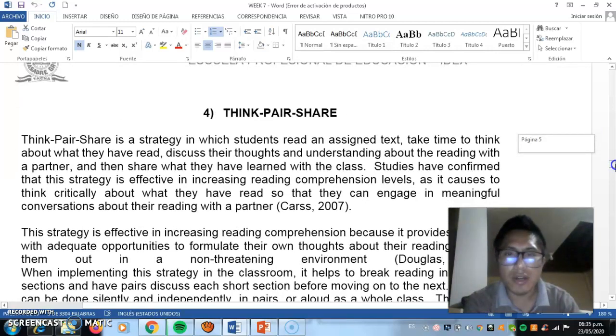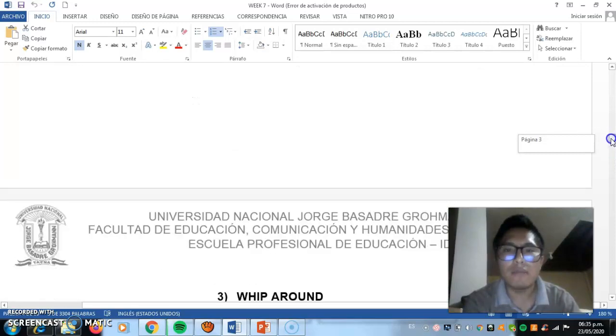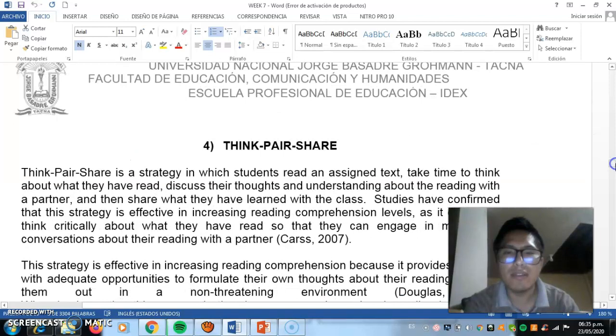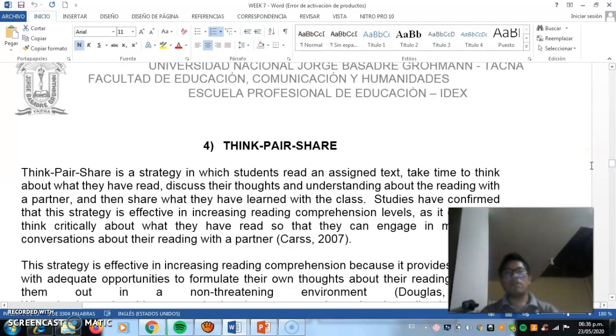Think, pair, and share. This is very similar to whip around, but remember, in whip around, I'm with a friend and I speak later. I have to look for another classmate to give my ideas, but in this case, you have just one partner in all the class. So not the whole class, but just one part of the class. That can be at the end of the class, of course.